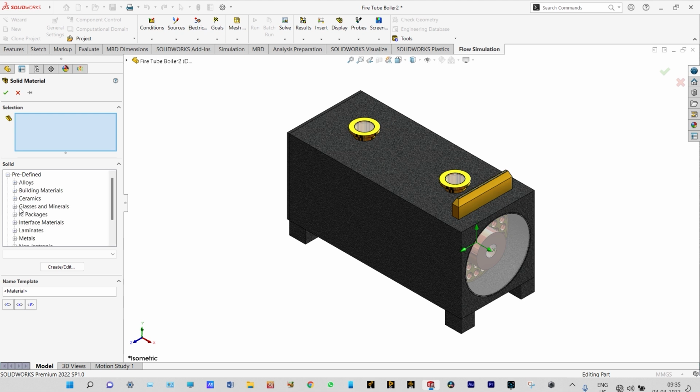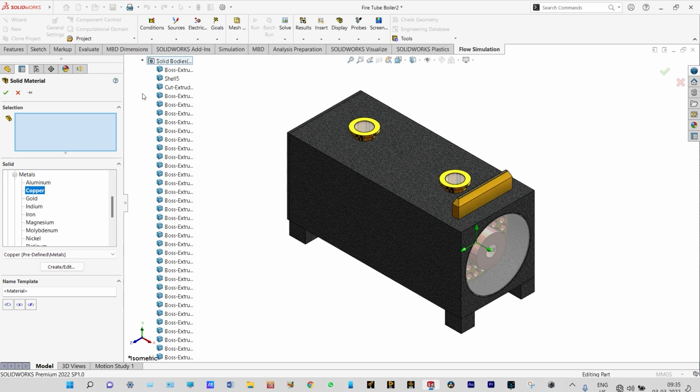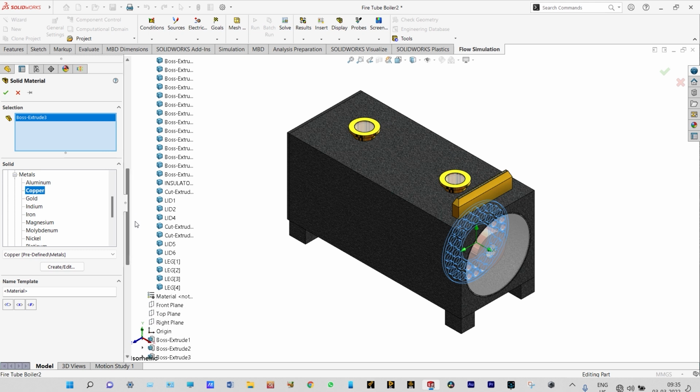Predefined, it will be made up of metals, copper. Let us select all the materials from the geometry itself. You can select it from solid geometry also. All materials are made up of copper. Only the leg and the outside surface are made up of insulators. You can select all the components from here itself.